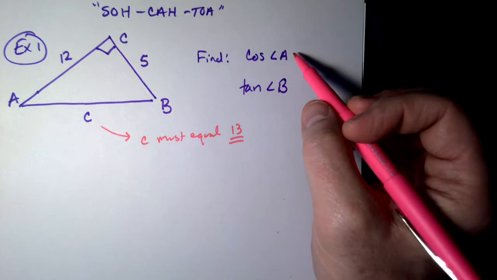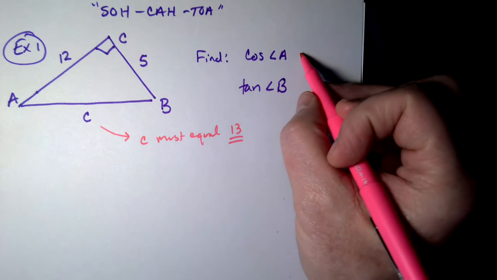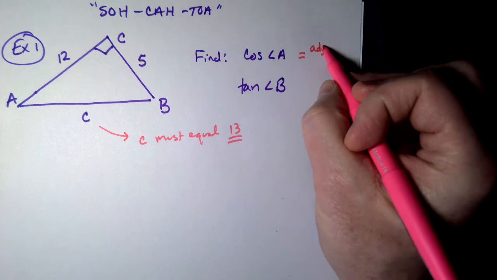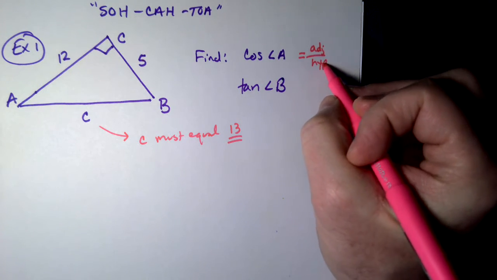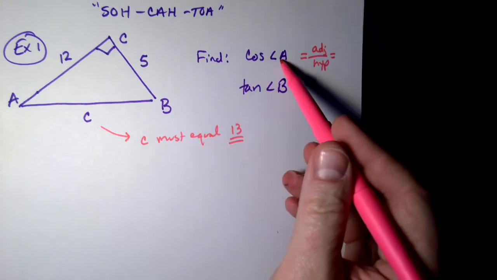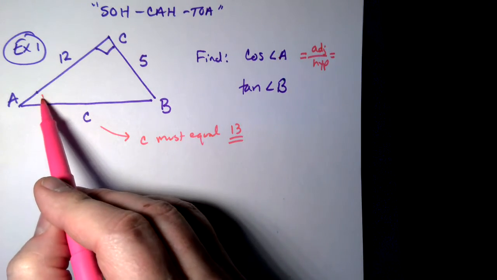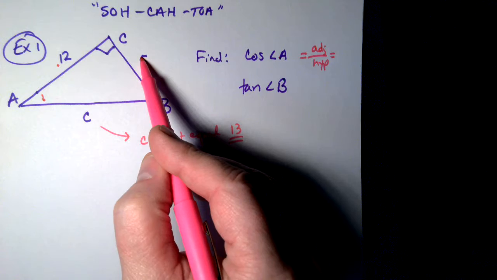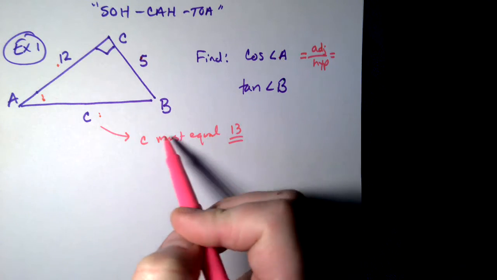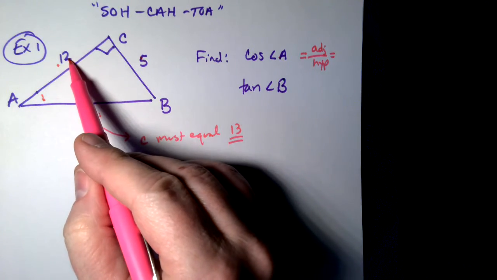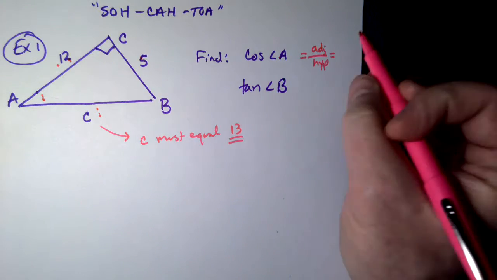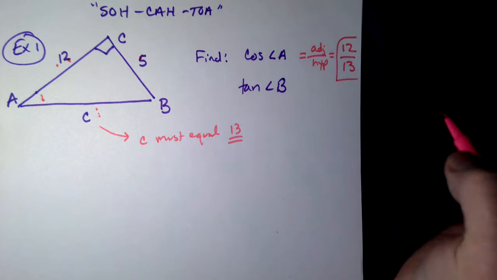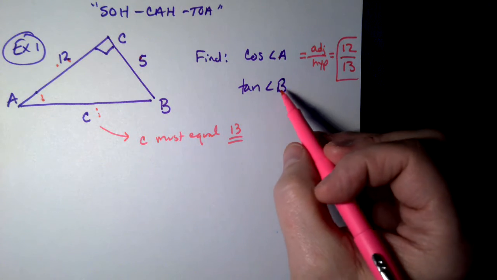The cosine of the angle is going to be equal to the adjacent leg over the hypotenuse. And so the answer is, if you're talking about angle A, you're talking about this angle over here. The leg next to it is 12. 5 is opposite. C is the hypotenuse, 13. Adjacent leg over hypotenuse. So the answer is 12 thirteenths.